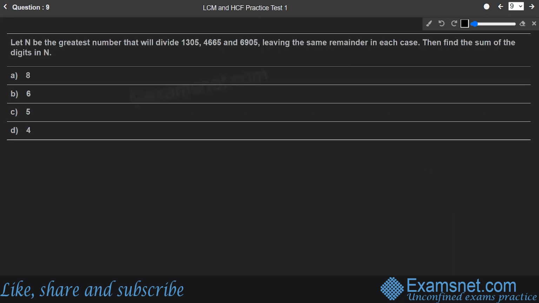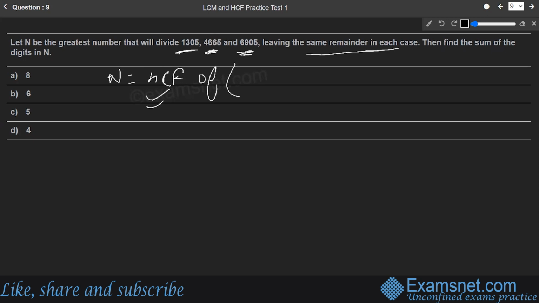Now, let n be the greatest number that will divide 1305, 4665, and 6905, leaving the same remainder in each case. Then find the sum of the digits of n. We have done these types of questions in which there are three numbers given. What we do in these questions is find out the differences, and then using those differences, we can find out the HCF. N is the HCF. For finding out the HCF, we are supposed to find out the common differences between these three numbers. So let us find out the differences.